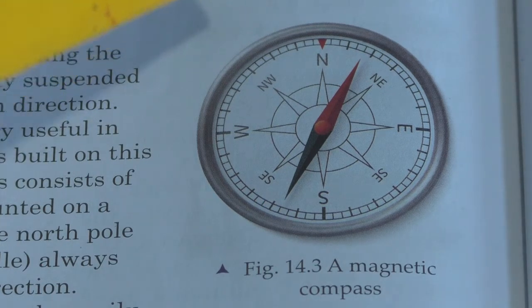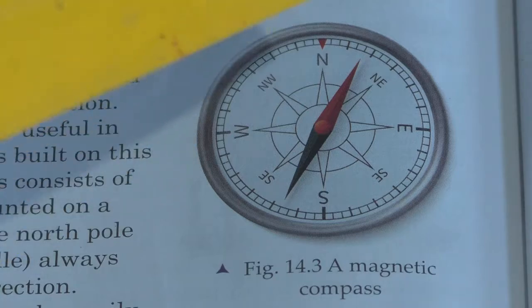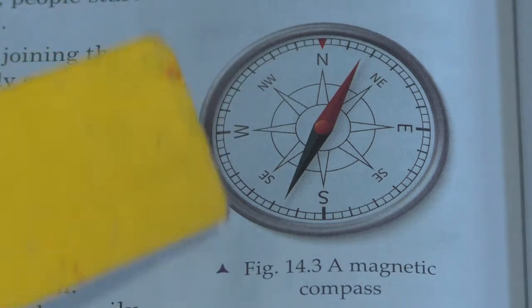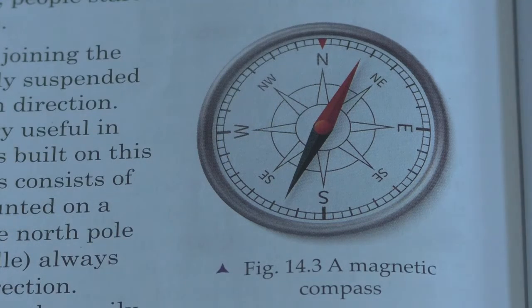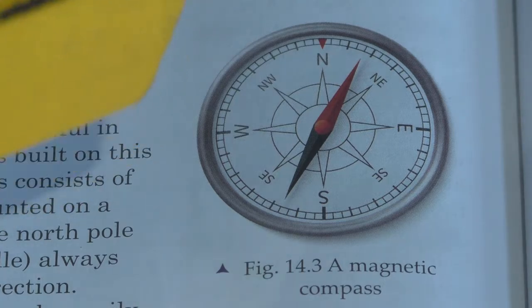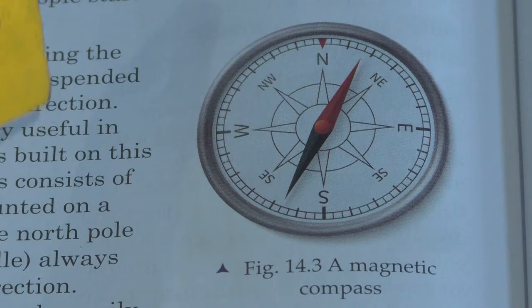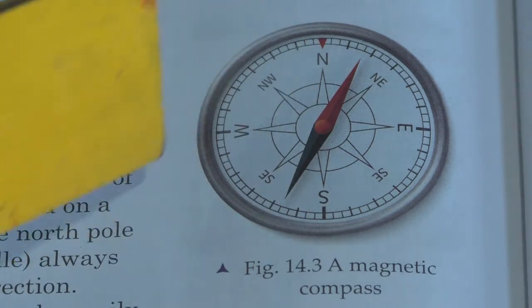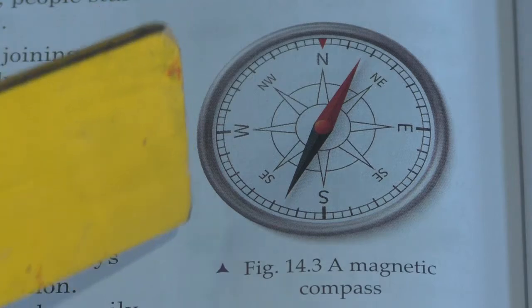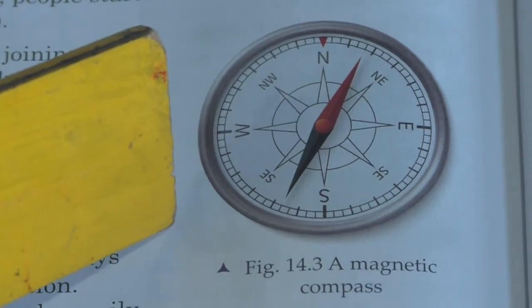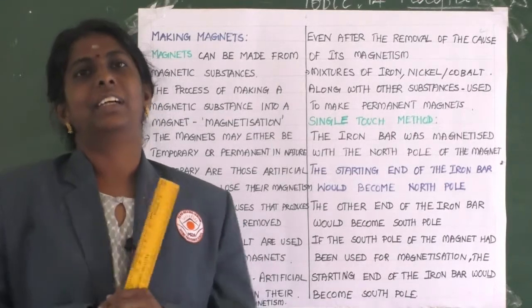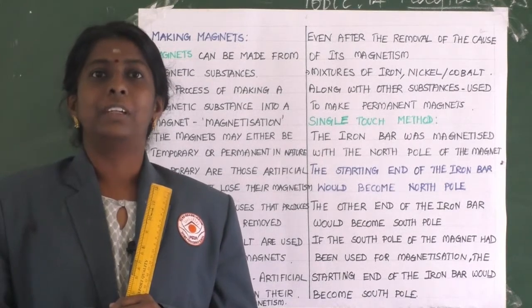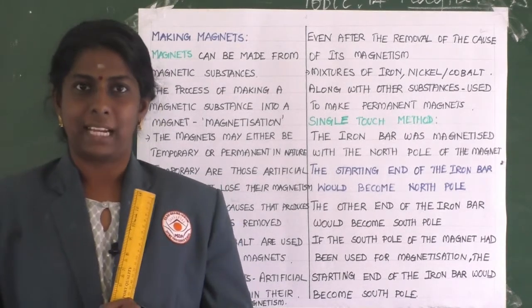Therefore, other geographical directions can be easily determined. So with this, we can easily determine other directions. It is useful for sailors and navigators and all. Clear? Yes, children. Now we are going to learn about methods of making magnets.